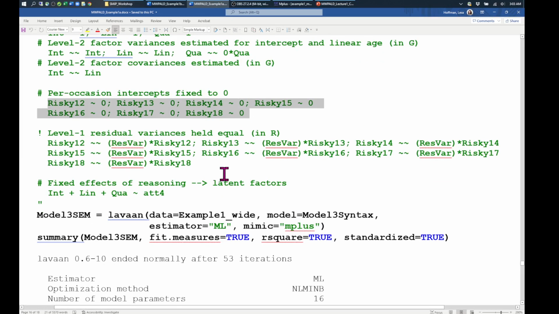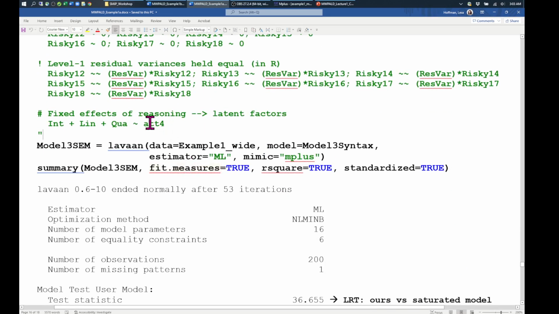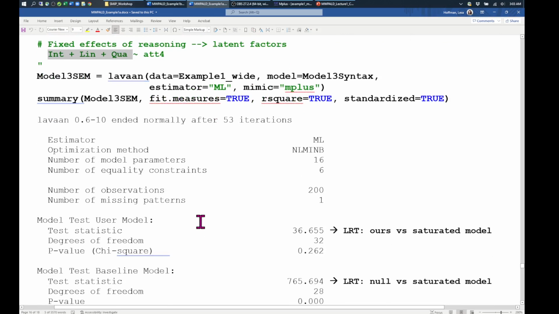And then the constraint to hold each of the level 1 residual variances equal across time is applied by using the same label for all 7 of these, which Word is very unhappy about. And then last but not least, we get the regression of attitudes centered at 4, predicting each of the 3 latent variables here. Not really added together, but just combined. So it's a similar structure to Mplus.